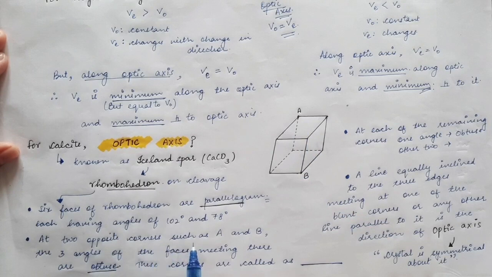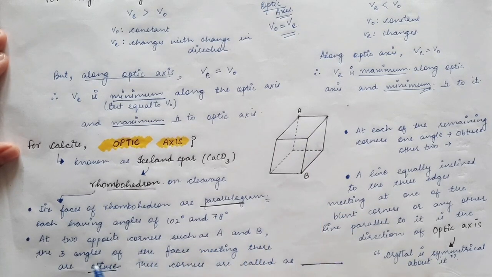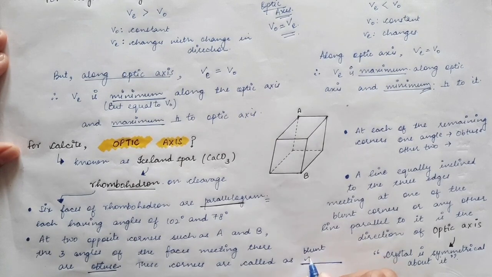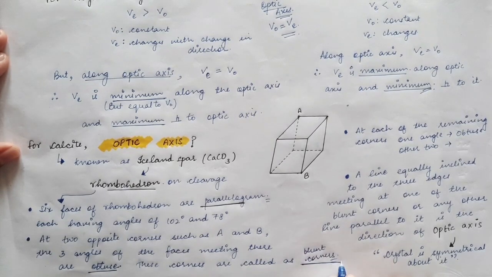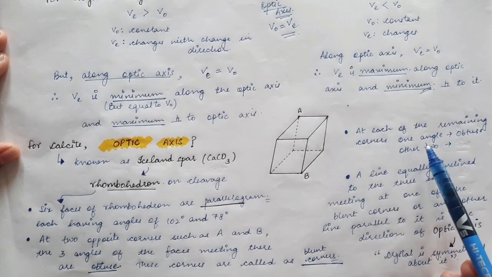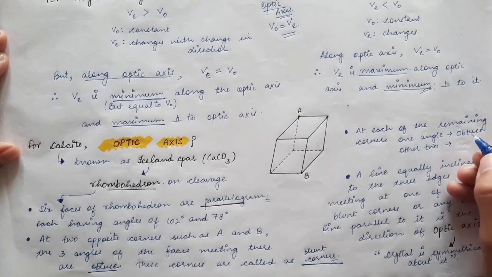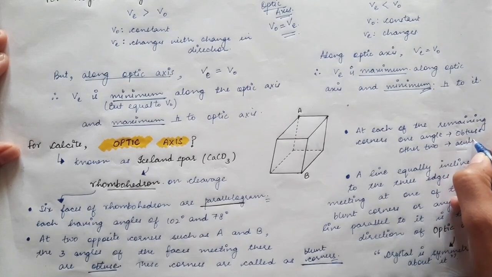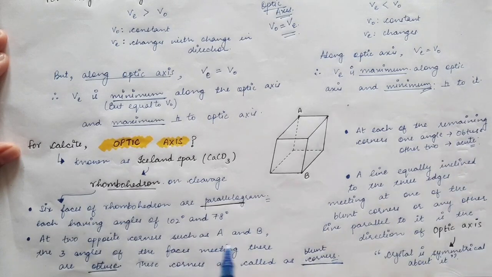So at the two opposite corners such as A and B, there are 3 faces touching, so there will be 3 angles. These 3 angles of the faces meeting there are obtuse, and these corners are called blunt corners. At each of the remaining corners, one angle will be obtuse and the other 2 angles will be acute. Only at these 2 corners A and B are all 3 angles obtuse, and these are called blunt corners.